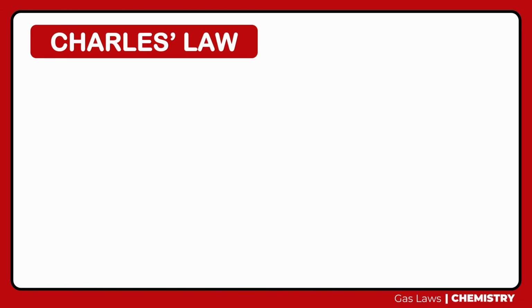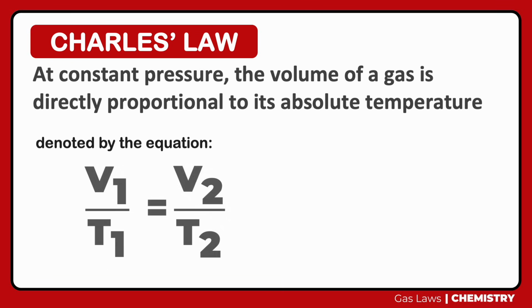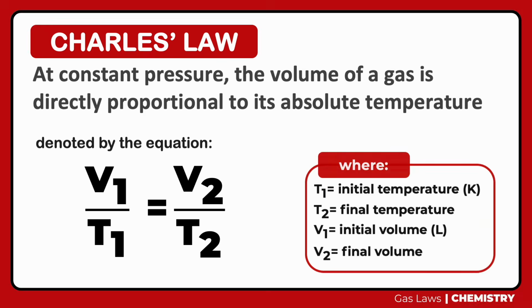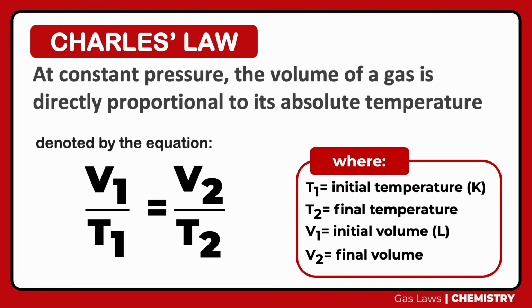Mathematically, Charles' law is expressed by the equation V sub 1 divided by T sub 1 is equal to V sub 2 divided by T sub 2. Here, V sub 1 and T sub 1 represent the initial volume and temperature, while V sub 2 and T sub 2 represent the final volume and temperature. It is important to remember that temperature must always be expressed in Kelvin when using gas law equations.